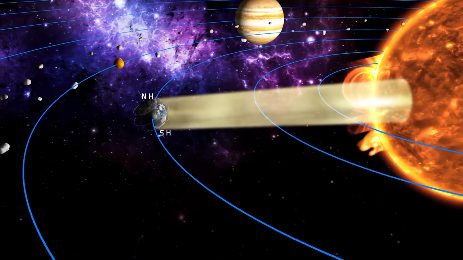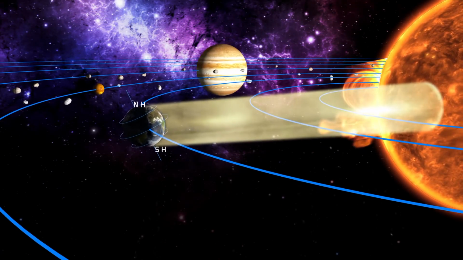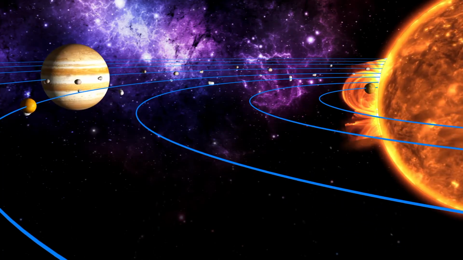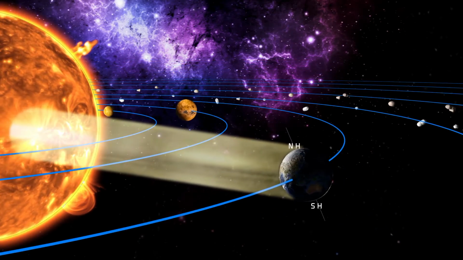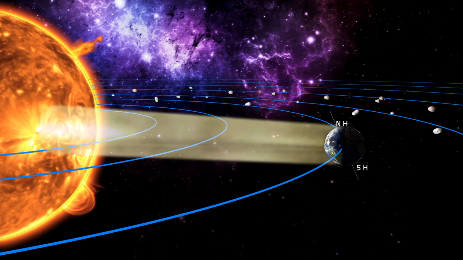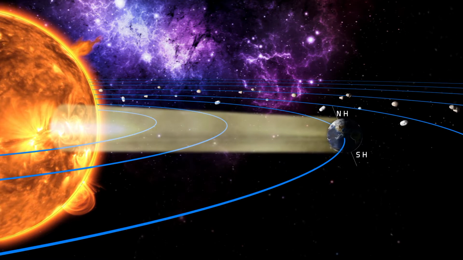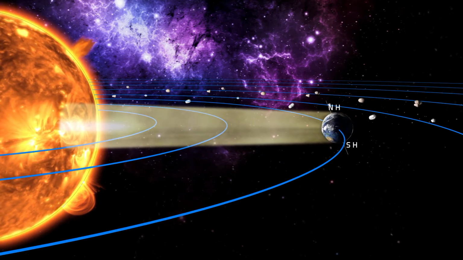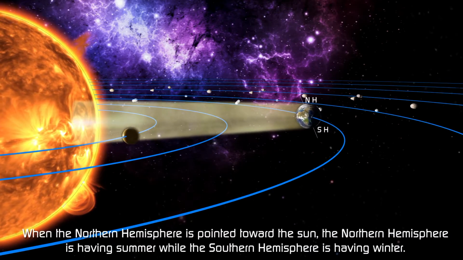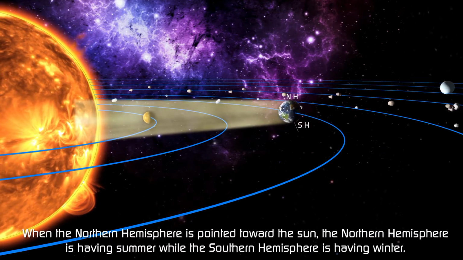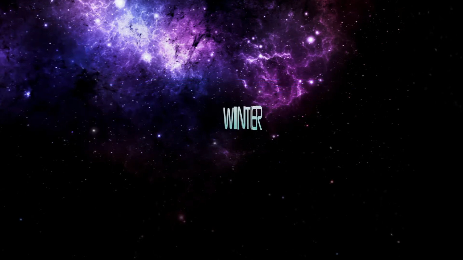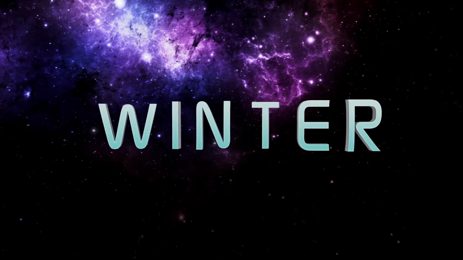Take a look at the Earth moving around the Sun. You can see the Earth receives different amounts of sunlight along its path. Notice during the orbit, if the northern part of the Earth, or northern hemisphere, is tilted toward the Sun, the southern part, or southern hemisphere, is tilted away from the Sun. When the northern hemisphere is pointed toward the Sun, the northern hemisphere is having summer, while the southern hemisphere is having winter. Winter usually means colder temperatures.